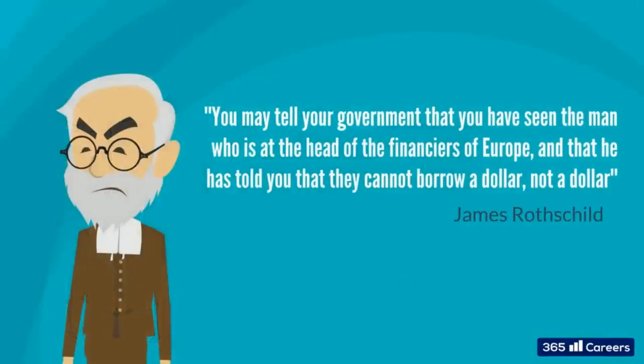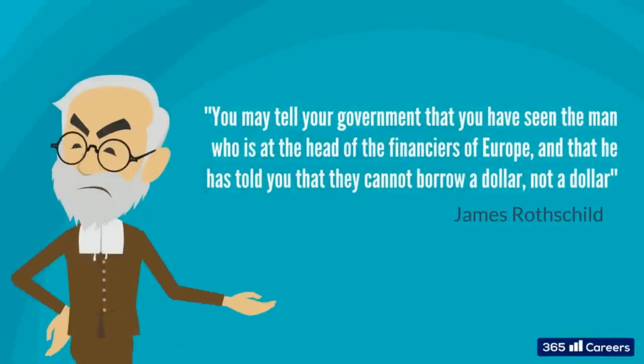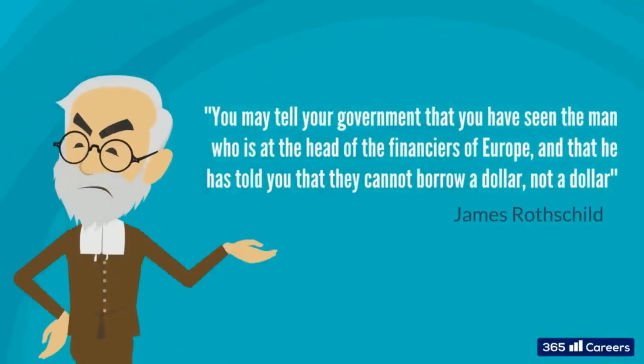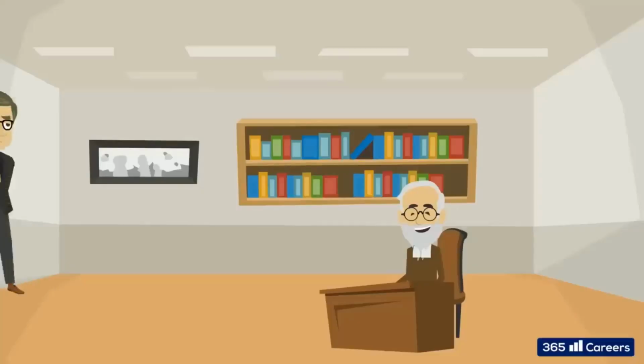The middlemen who arranged this sale reacted in a decisive manner. All the attempts of these states to raise new capital were unsuccessful. James Rothschild was quoted as saying to the representatives of the federal government, "You may tell your government that you have seen the man who is at the head of the financiers of Europe, and that he has told you that they cannot borrow a dollar, not a dollar."